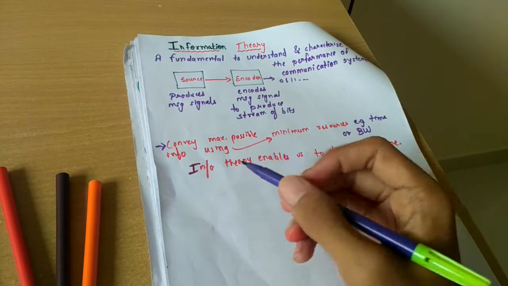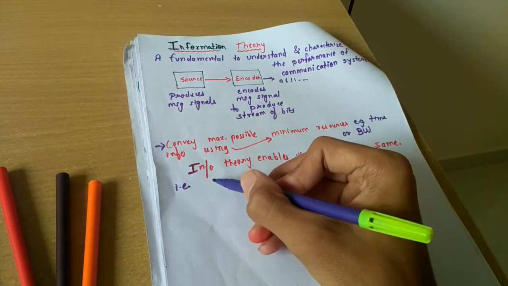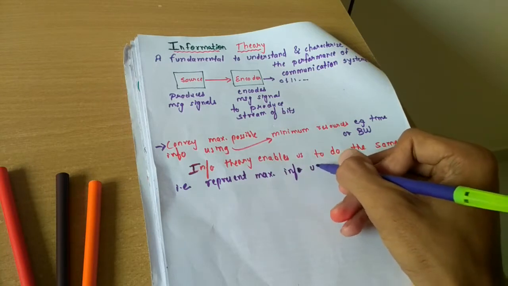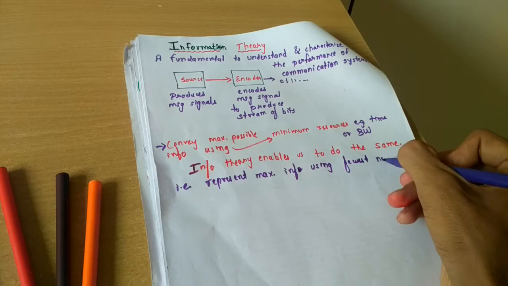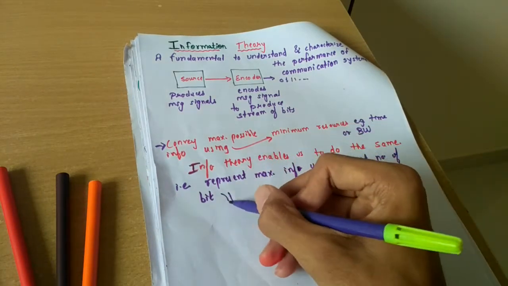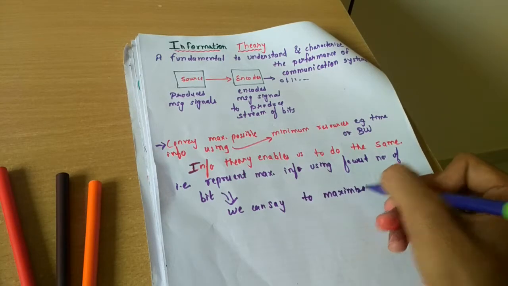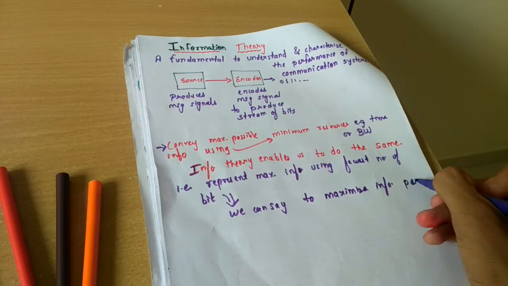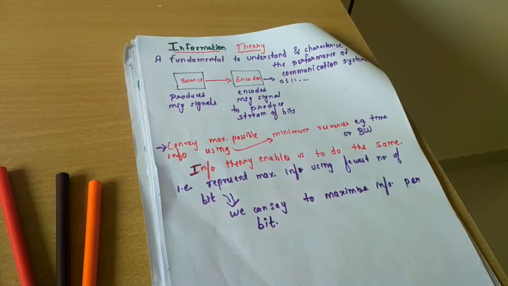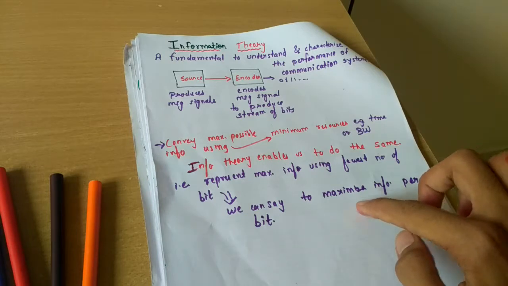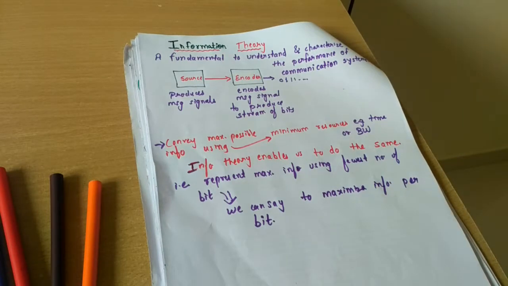So information theory represents maximum information using the fewest number of bits. In one line we can say: represent maximum information using the fewest number of bits. And in other words, we can say, to maximize information per bit, right? Obviously now since the bits are reduced, whatever message was conveyed by more bits earlier is, using information theory, conveyed using fewer bits as compared to the previous one. So we maximize the information per bit.